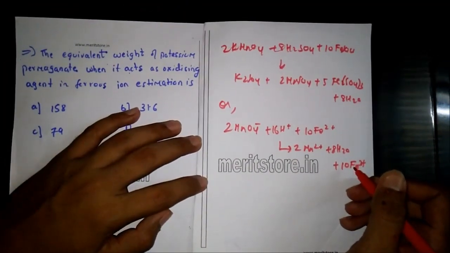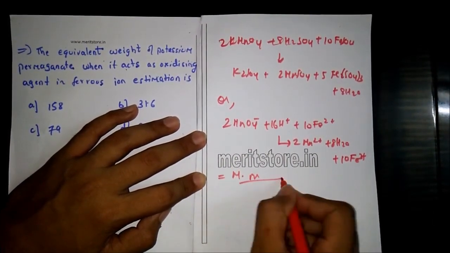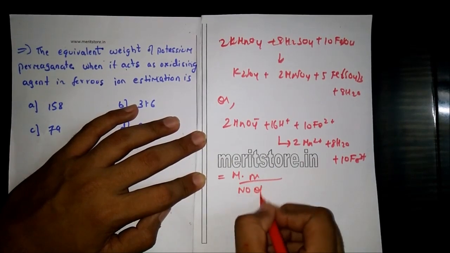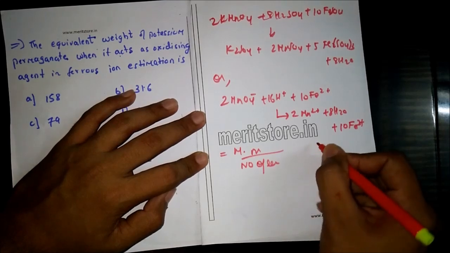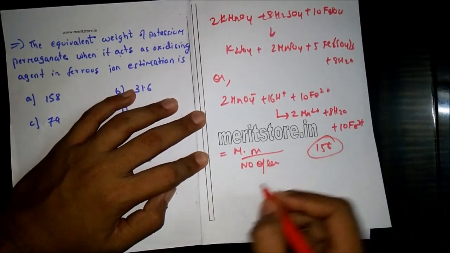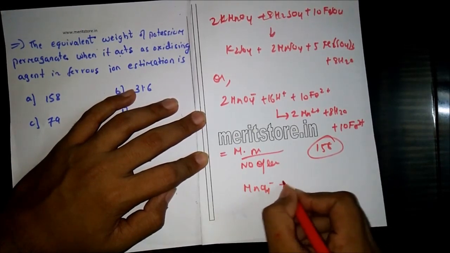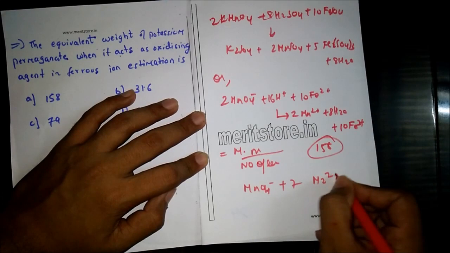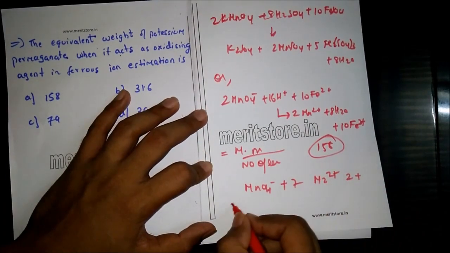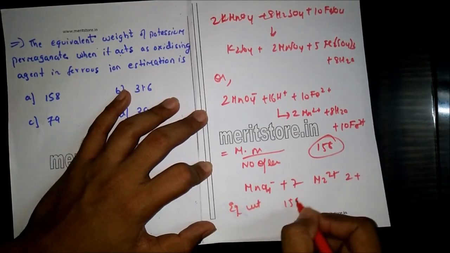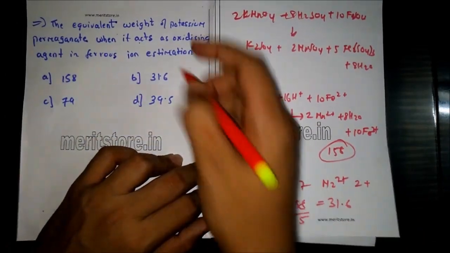The equivalent mass of the oxidizing or reducing agent will be equal to the molecular mass or atomic mass upon the number of electrons lost or gained by one molecule of the substance. Therefore, the molecular mass of KMnO4 is 158. The electron loss: in MnO4 minus, the oxidation state is +7, and in Mn2 plus, the oxidation state is +2. Therefore, the electrons gained are 5. Therefore, equivalent weight will be equal to 158 by 5, which is 31.6, and the correct answer here is option B.